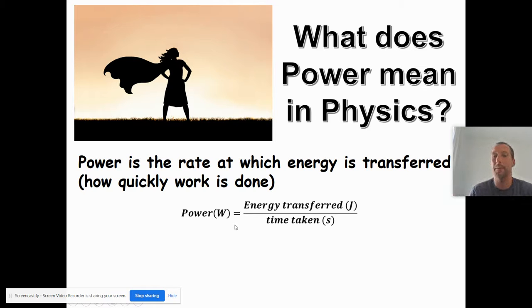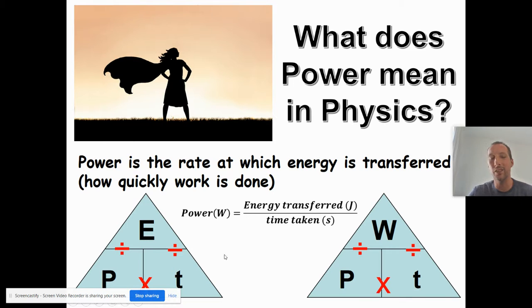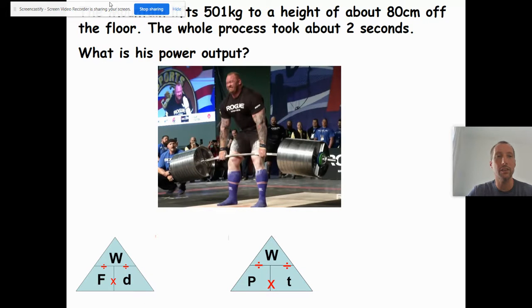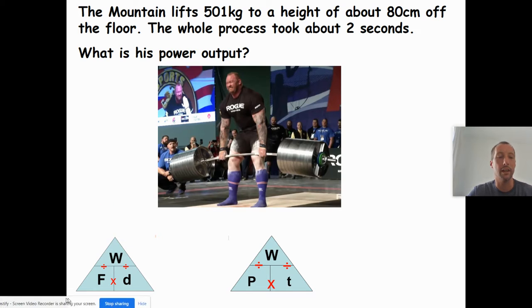So we have this formula that we're going to use. Power is energy or work divided by time taken. So there's kind of two triangles you can choose to use for this, because they're both the same. It just depends whether you want to use energy transferred or you want to use work done here. Okay, because both of them are the same. So I've got power equals energy transferred over time taken, or power equals work done over time taken. Okay, so let's do an example of using this equation.